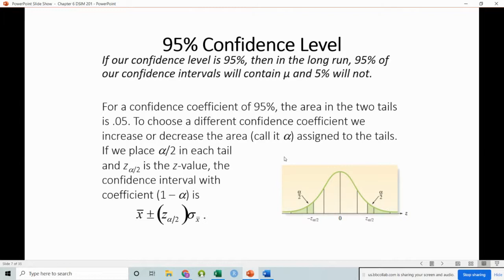This is going to be important to remember because we're going to take that value onto a normal table and look up the value to get our z-score. And it just happens that the 95% z-score is 1.96, which is where that number came from on the previous slide.